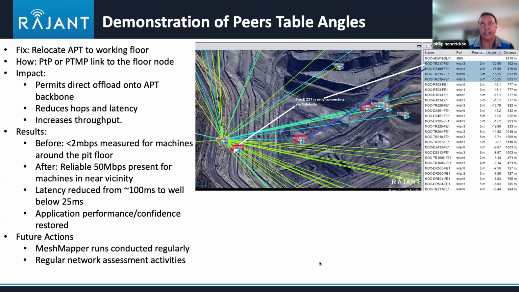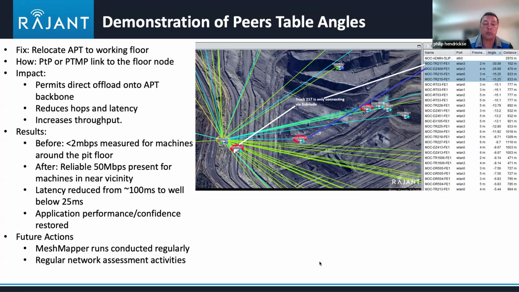In fact, the Cambium point-to-multipoint subscriber wasn't as aligned as well as it could be. And this actually got the guys to look at it and go, right, we're going to go back and see if we can get much more throughput, because it won't take long until 100 machines congregate in the area. Our latency dropped from well over 100 milliseconds to below 25 milliseconds. Our application performance actually increased. Everyone was back in dispatch doing their job. And we encouraged the mine to start looking at how to run mesh mapper runs and all that sort of stuff.